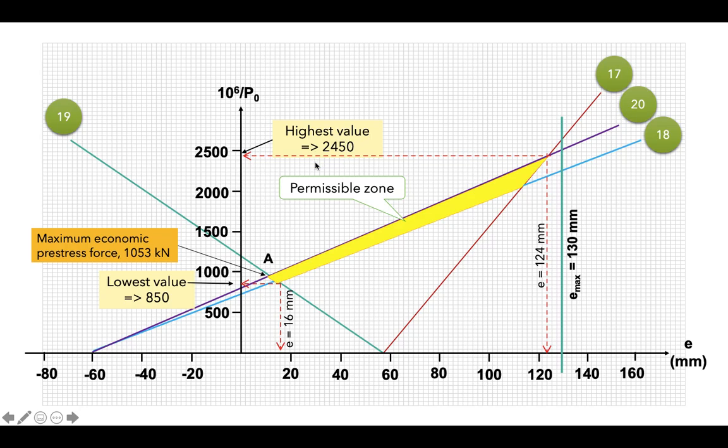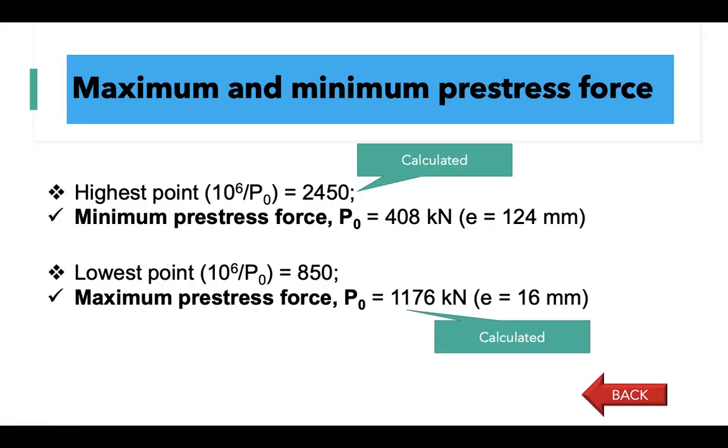So let's go back to the highest value and also lowest value that we have already determined earlier from the Magnel diagram. From these values, we will be able to calculate the minimum pre-stress force and also the maximum pre-stress force. The highest point here is 2,450, so we are solving this equation. Therefore this P naught will be 408 kilo Newton, which has a corresponding eccentricity of 124 millimeters.